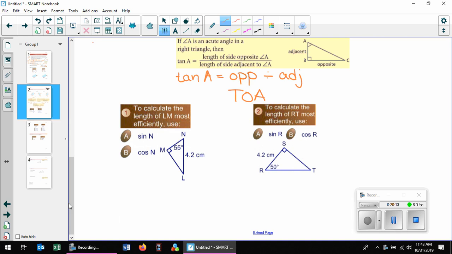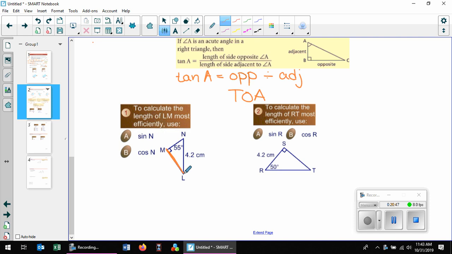All right, so we are going to calculate the ratio. All I'm asking you to do is put it just as a fraction, okay? So in order to calculate the length of LM, let's find length LM, that side we're trying to find. What trig ratio would I use?